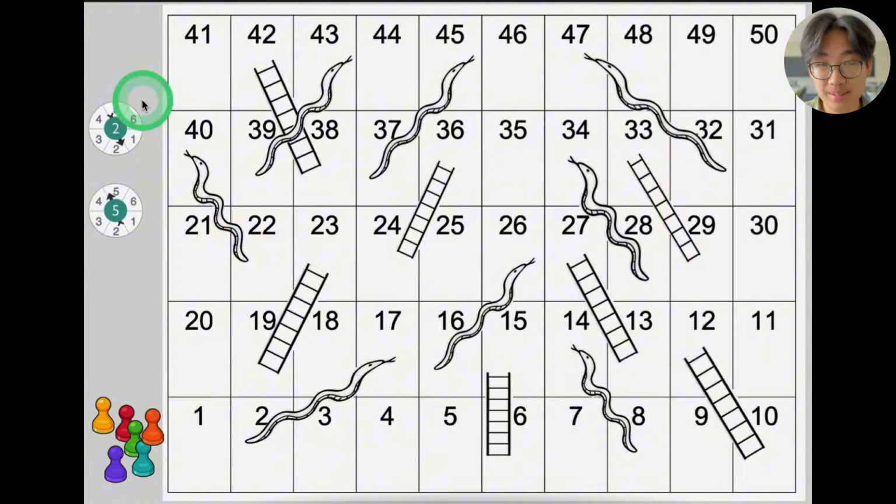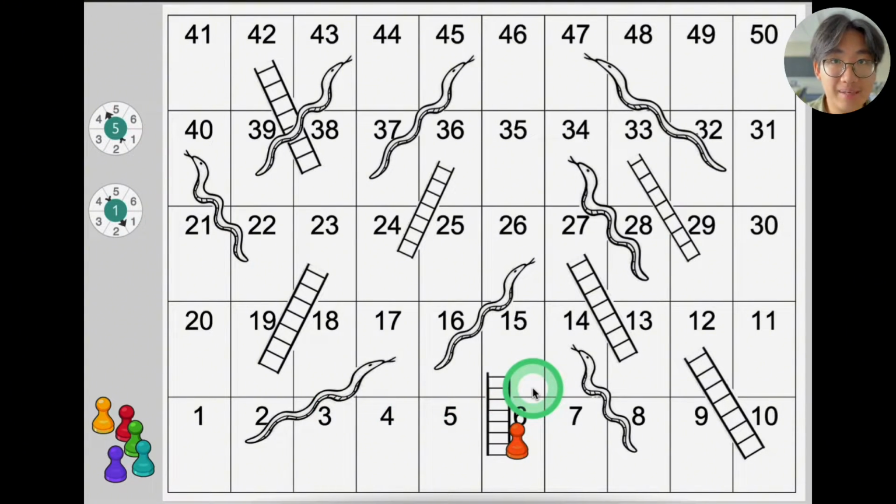I'll use the orange piece. So first we'll spin the 2 spinners. So we spun a 1 and a 5, adding that together gets us 6. So we'll move our game piece 6 spaces forward. 1, 2, 3, 4, 5, 6.